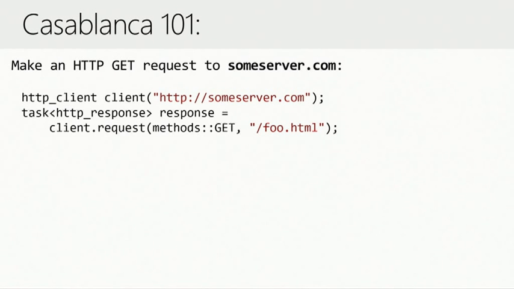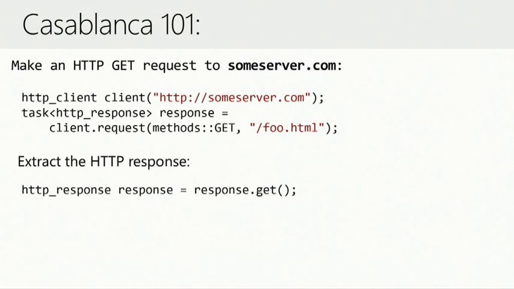HTTP requests being network operations, they need to be represented using a task because they need to be asynchronous. And this is the very reason why we are taking a dependency on PPL here. And then once you have the response, and you should probably do this inside of then, you just call .get to actually retrieve the response, which is an object. It's a rather large object sometimes.